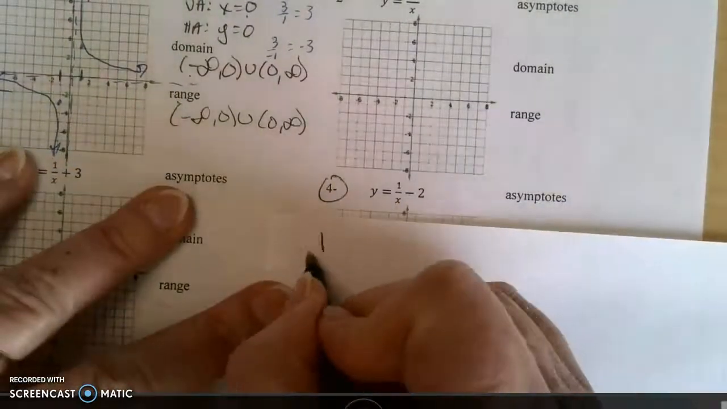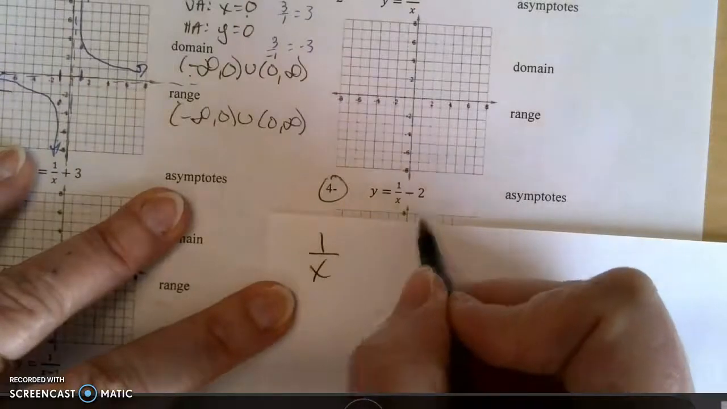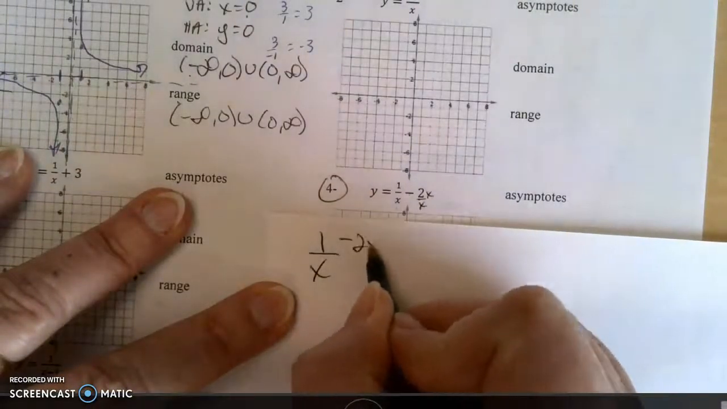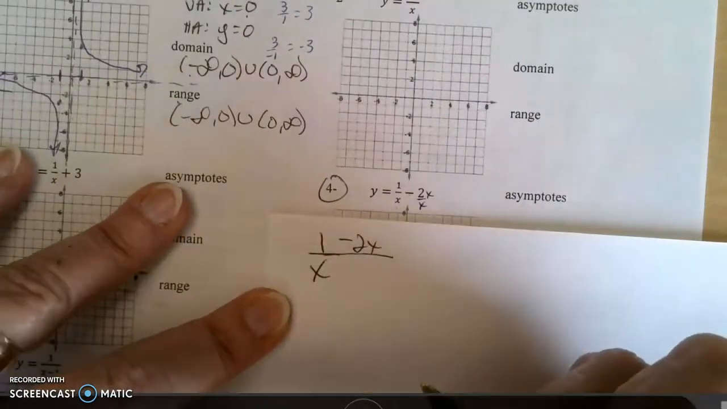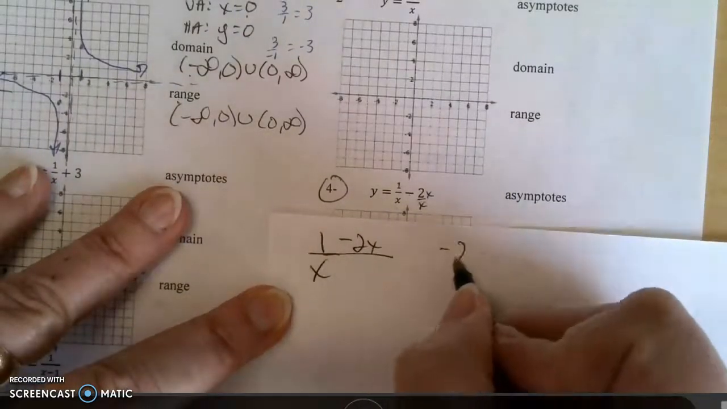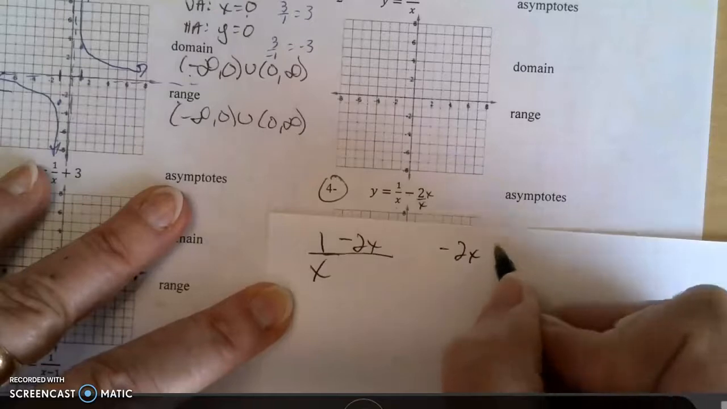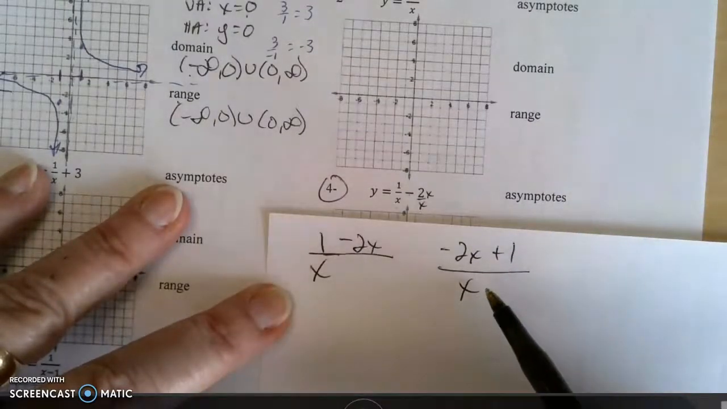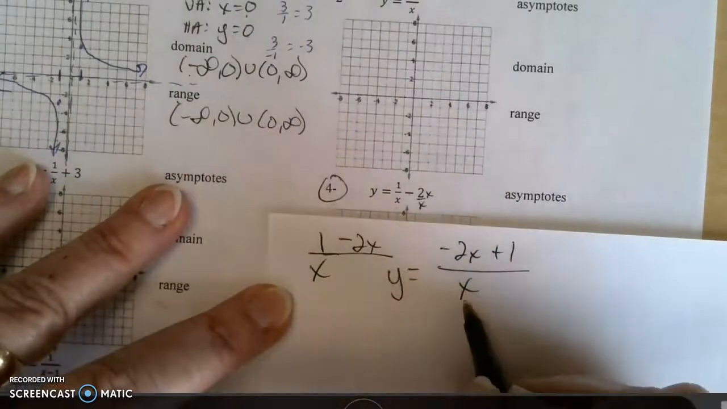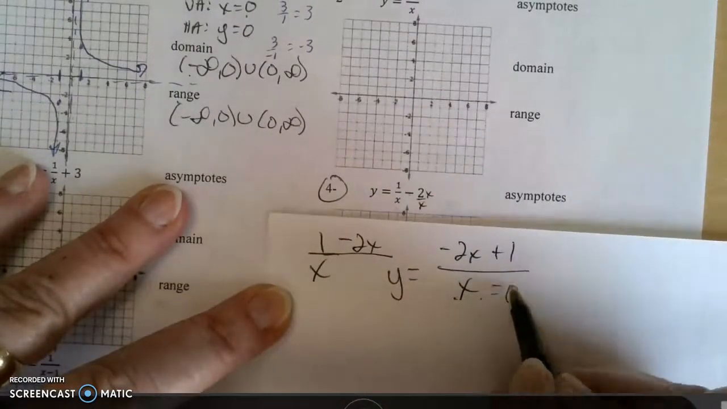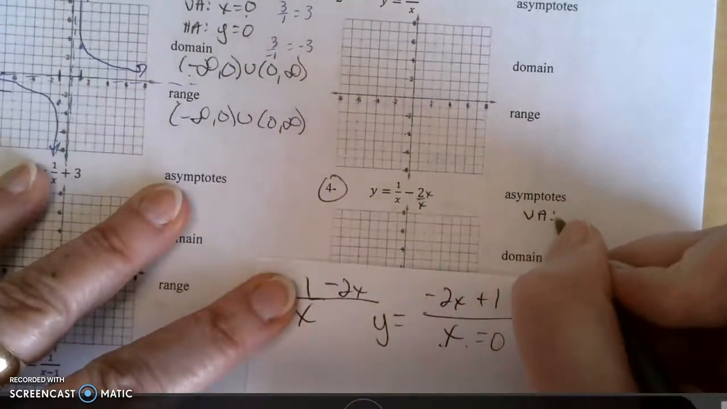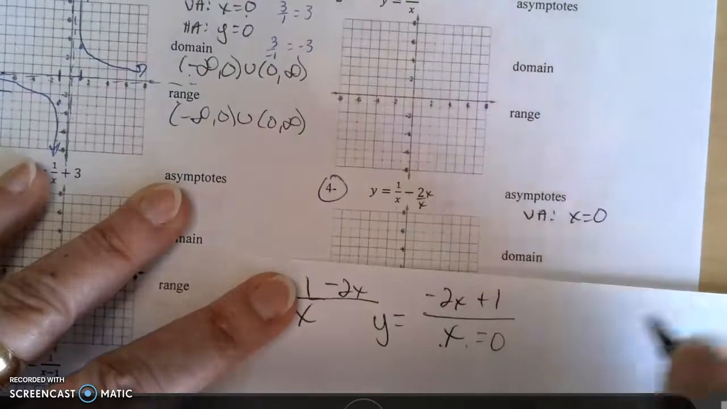Okay, so I've got 1 over x. I need a common denominator. I'm going to write it in. So here we go. Set the denominator equal to 0. So I've got a vertical asymptote: x equals 0.